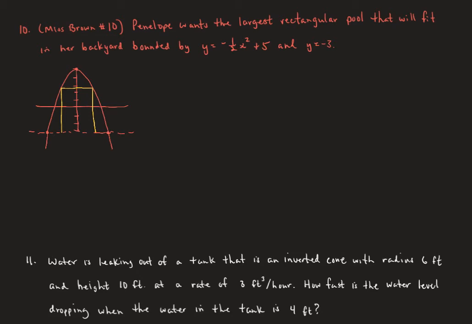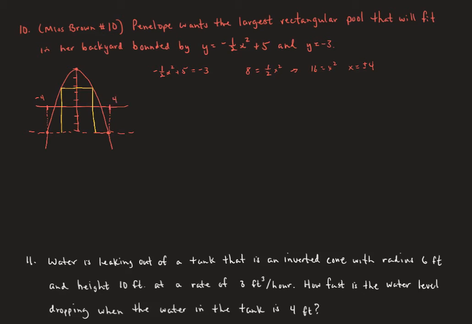That's going to be where our function negative 1/2 x squared plus 5 is equal to that negative 3. So I think I'll add the 1/2 x squared to the right side and add the 3 to the left side, then multiply by 2, and it looks like when we solve this that we're going to get that x can be negative 4 or positive 4. So that's telling us what these boundaries are right here. So right there is going to be our negative 4 and our 4.